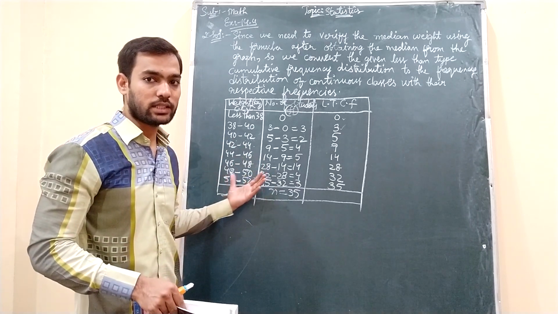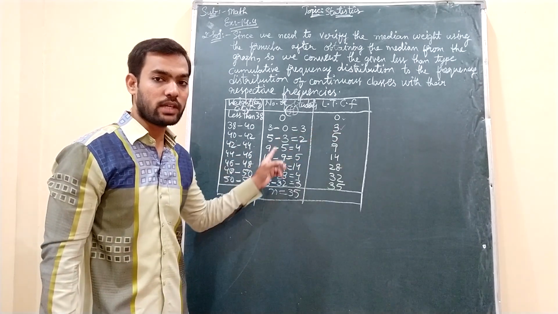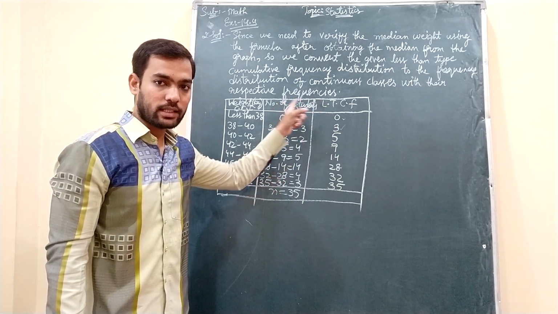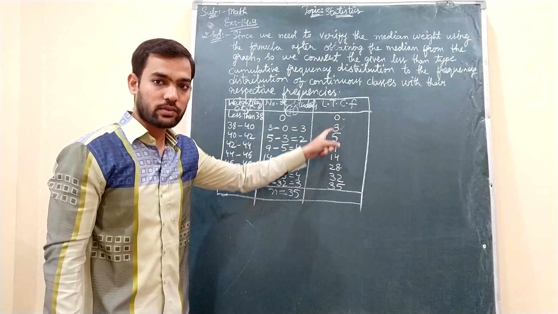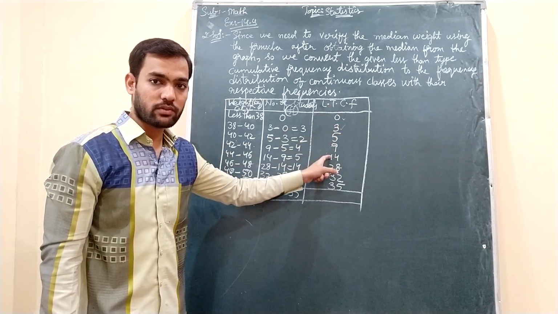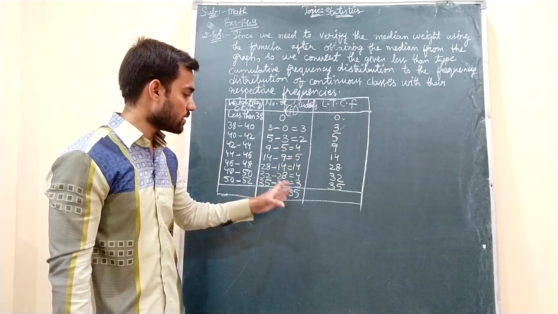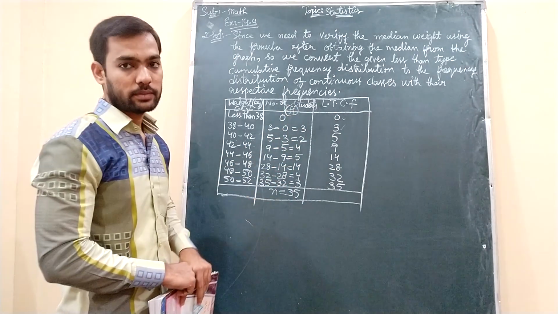We are constructing the class intervals, and using this less than cumulative frequency we are constructing the frequencies. How to construct the frequencies? First you need to write as it is, then from the second you need to subtract the first one, then from the third you need to subtract the second one, then from the fourth you need to subtract the third one. Likewise you will get all the different frequencies. The total should be 35.